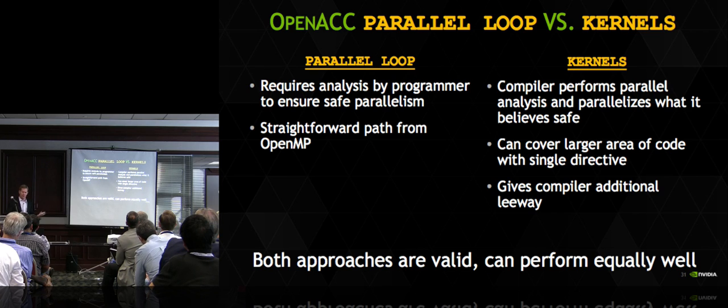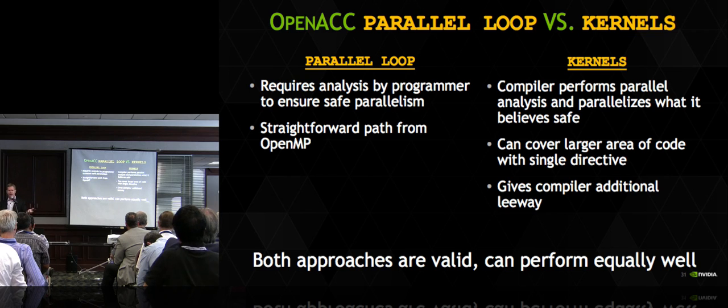So the question is, which one do you use, parallel loop versus kernels? Well, a parallel loop usually requires more analysis by the programmer. Also, parallel loop is more of what you might be accustomed to from OpenMP. Again, I'm trying to make productivity and take what you know and extend it a little bit. With the kernels directive, the compiler actually performs the analysis, and you can cover a larger area of the code, and the compiler has additional leeway. Both of them are valid, and both can perform equally well.